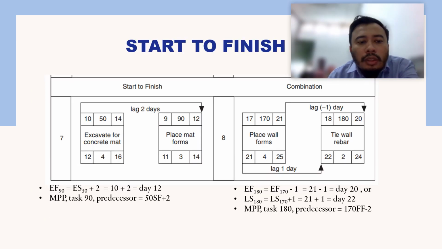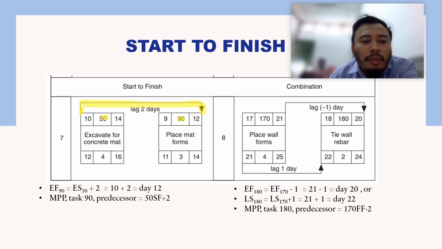So this is the last type, which is start to finish. The preceding activity starts, and then the following activity finishes. It's kind of awkward and rarely used, but there is a relationship like this, and it depends on the type of work again, the sequence of work, how you prepare your work. So here is the arrow relationship between these two activities, activity 50 and 90.